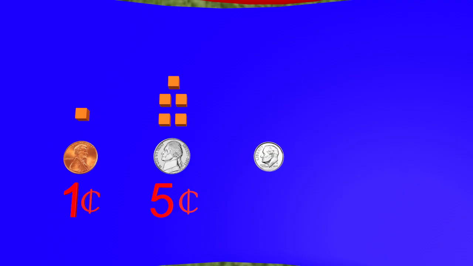Our next coin is smaller than the nickel and the penny. But just as we learned with the ring and the rock, the size is not important. This coin is called a dime. A dime is worth 10 cents.